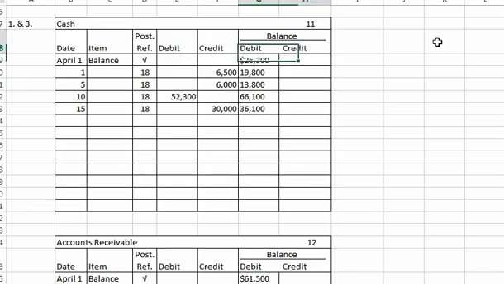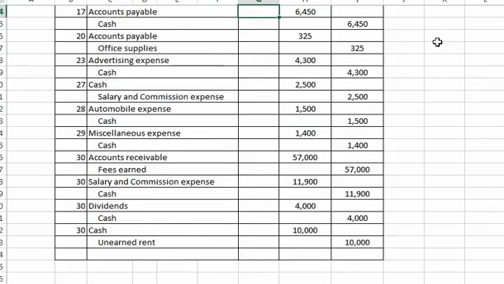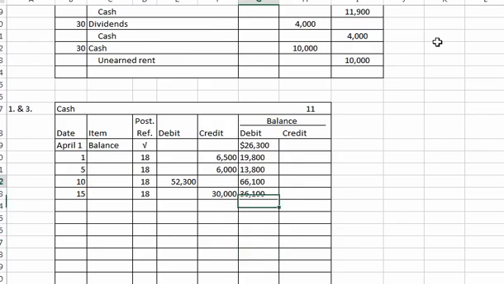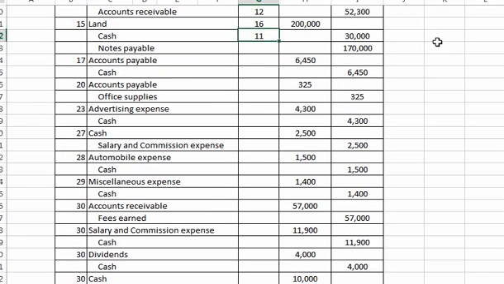Okay, then cash is account number 11. So we'll put it back in the posting reference column of the journal. Accounts payable is a credit for $170,000 on the 15th. Excuse me, I think I said accounts payable. Notes payable is credited for $170,000 on the 15th.